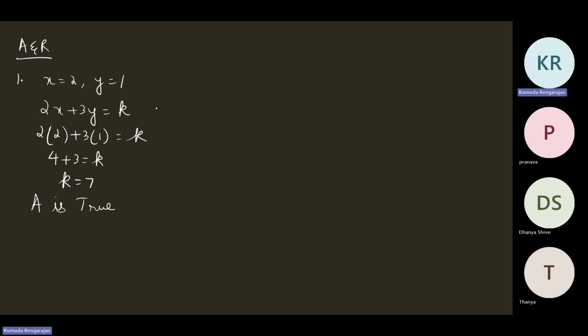Reason: the solution of the line will satisfy the equation of the line. Correct. Now the line here is 2x plus 3y is equal to k, that is the equation of a line. That's a linear equation, and that's the equation of a line. So the solution of the line will satisfy the equation of the line. Yes, every solution will satisfy the equation.